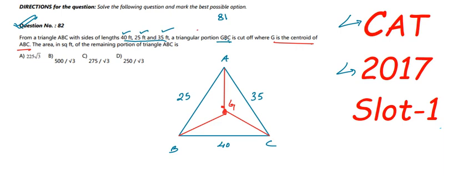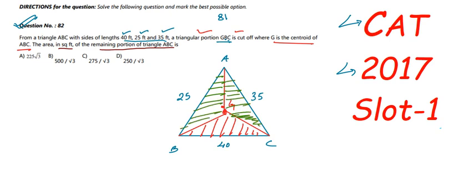So we have been told a triangular portion GCB. So let's check. This triangular portion GCB is cut off. Okay, so this part has been cut off from the triangle where G is the centroid of the triangle. So the question asks for the area in square feet of the remaining portion of the triangle ABC. The remaining portion is triangle AGB and triangle AGC. So this is the remaining portion, therefore we need the area of this green shaded region. So let us find the area of this region.